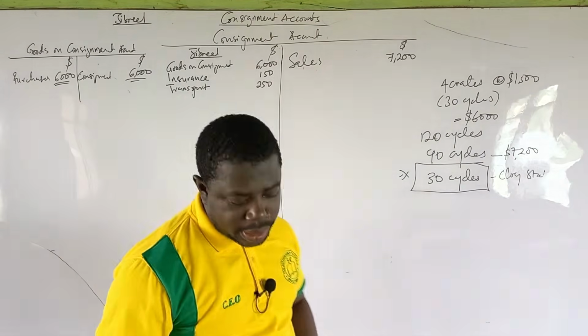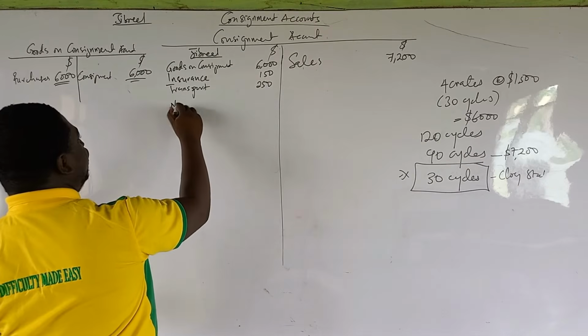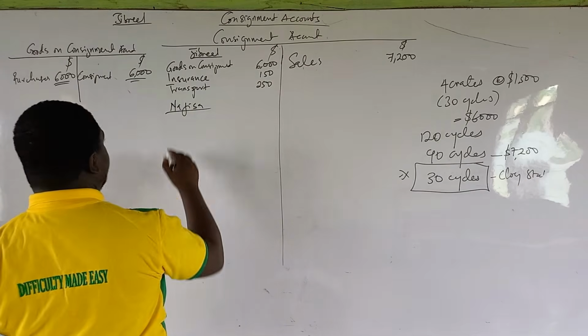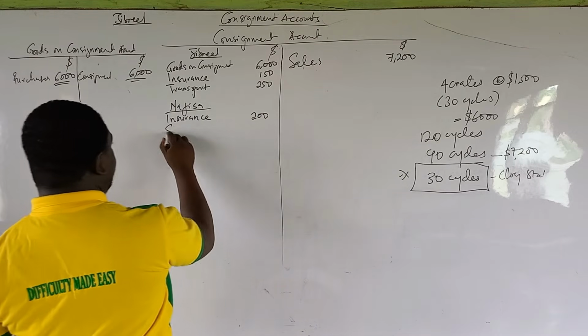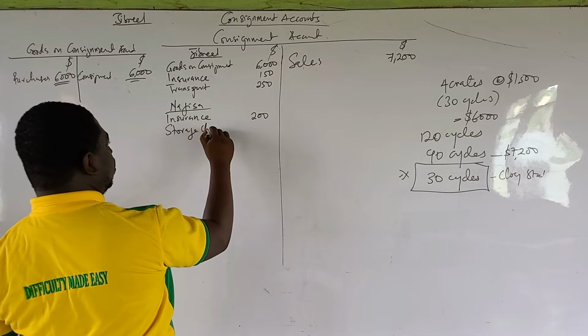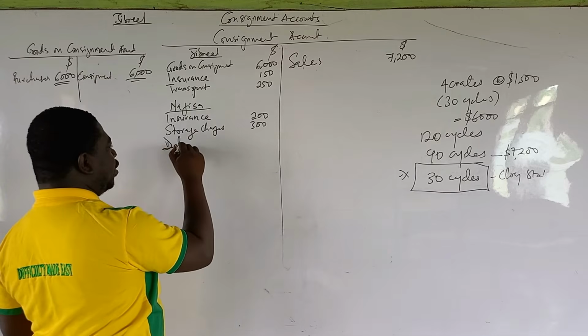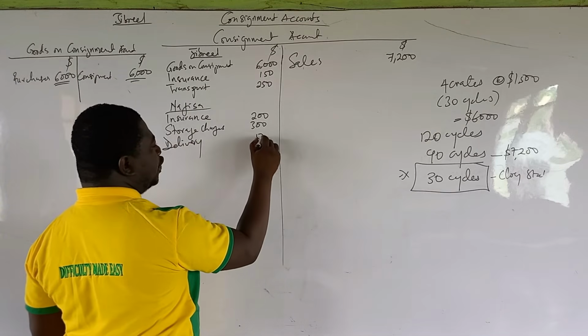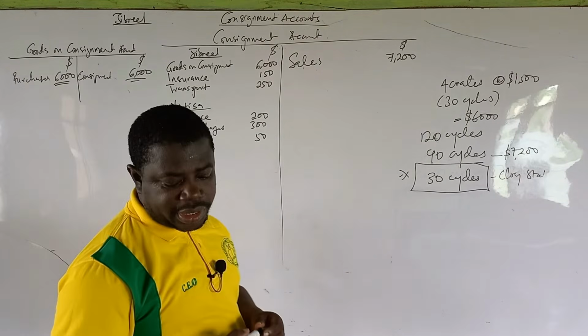So we continue reading. Nafisa paid insurance of $200, storage charges of $300, and delivery charges of $50. And so Nafisa paid for insurance $200, then storage charges $300, and then finally delivery cost of $50. So that is what we have discovered so far. Let us go back to the question and find more.